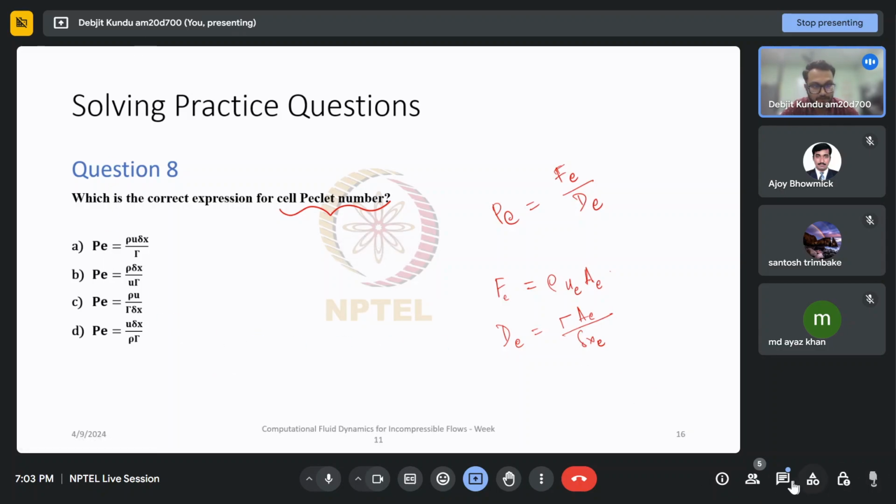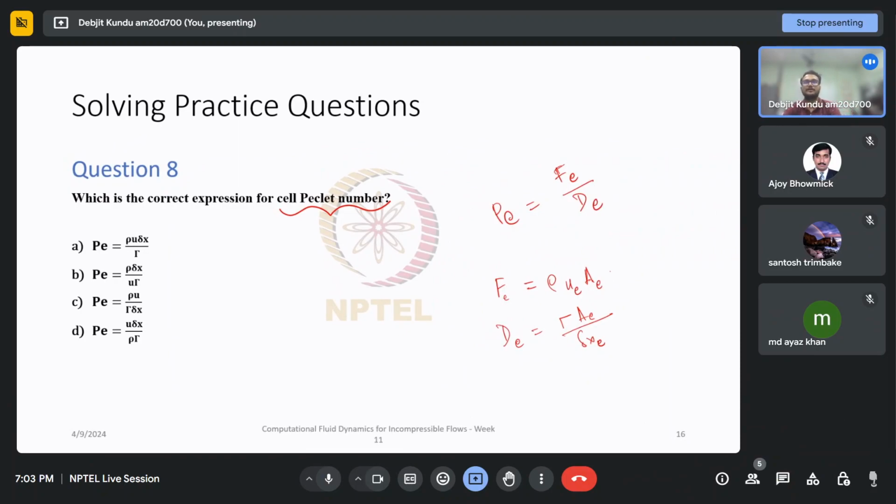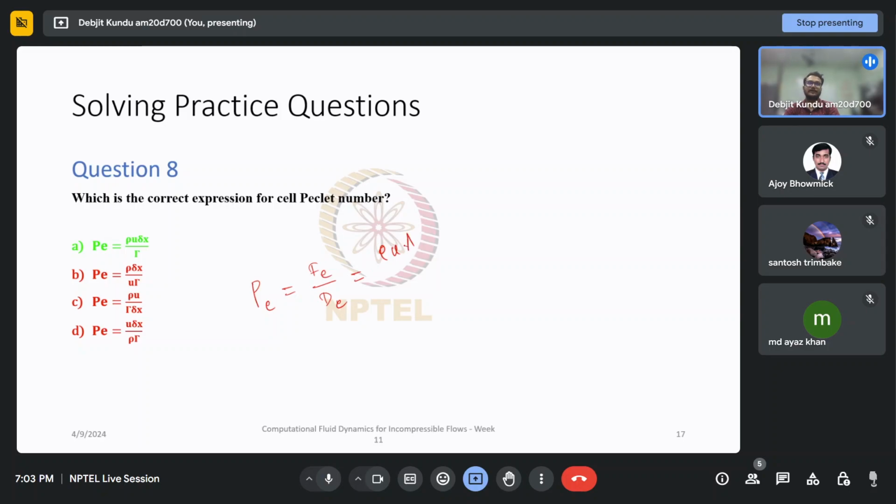Yeah, so let's have a look at your answers. They're all in favor of option A, which should be correct. So Pe, if I now try to write Fe by De, Fe, which was rho u A, divided by De, which was gamma A by delta x. A and A would get cancelled. This would just give me rho u delta x by gamma, which is the first option. Correct.